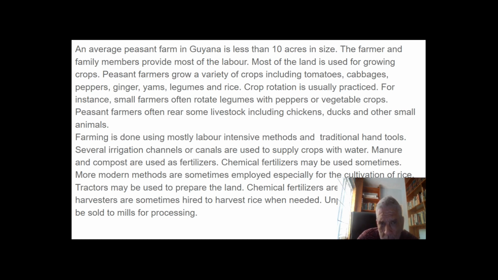For instance, small farmers often rotate legumes with peppers or vegetable crops, and peasant farmers often rear some livestock, including chickens and small animals. So they have mixed farming, and the livestock can help to provide manure for the farm. So this is also beneficial. Then farming is done using mostly labor-intensive methods and traditional hand tools.